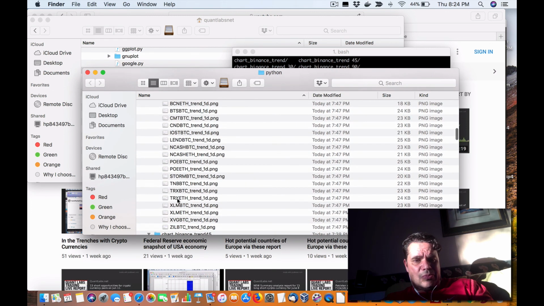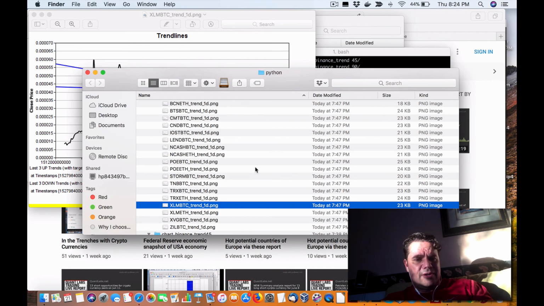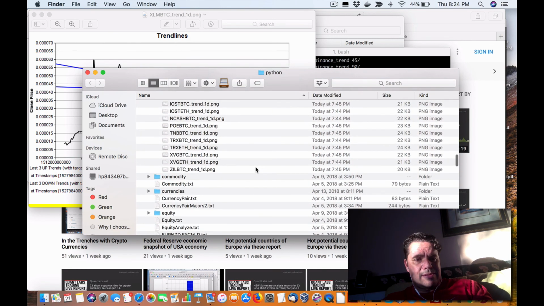Let me just start at XL. So here's an interesting one. So it bounces off that. This may bounce off that one and then break through. I don't know, but that is a possibility. We got 1, 2, 3. So if that price does break through, let's see if there's a 90-day chart for that.